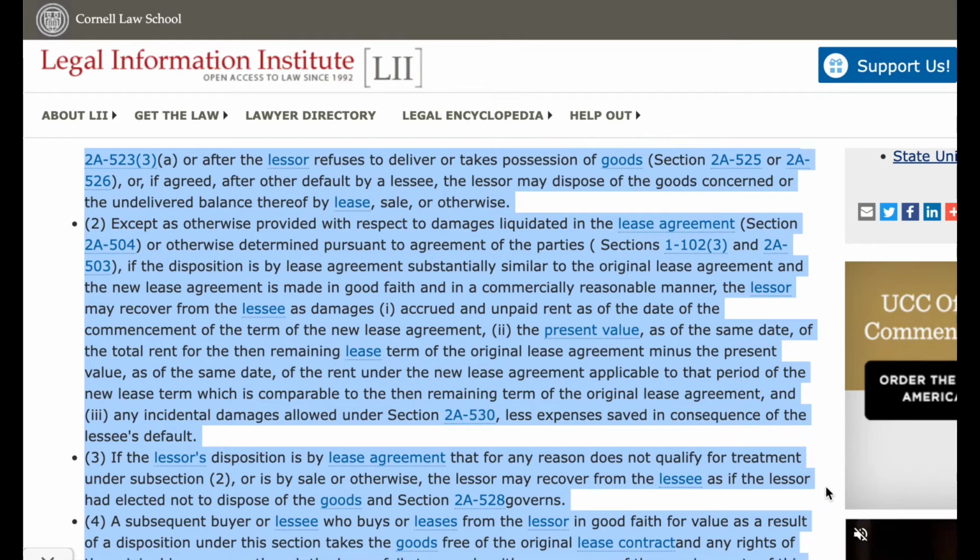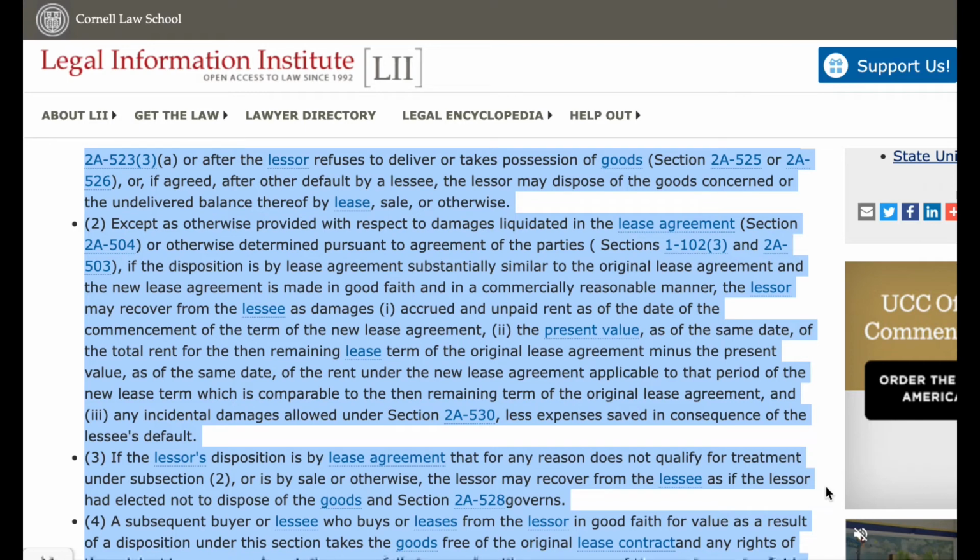2. Except as otherwise provided with respect to damages liquidated in the lease agreement, section 2A-504, or otherwise determined pursuant to agreement of the parties, sections 1-102(3) and 2A-503, if the disposition is by lease agreement substantially similar to the original lease agreement and the new lease agreement is made in good faith and in a commercially reasonable manner, the lessor may recover from the lessee as damages: i.